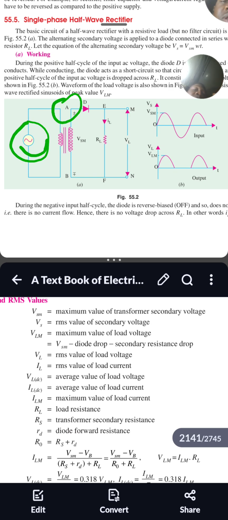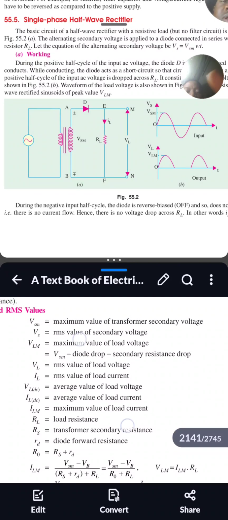Now, when you divide it by 5, it will give you something. That thing it gives you is the VRMS for the secondary. Now, when you get the secondary, you are going to multiply it by root 2, the square root of 2, to get the maximum value of load voltage.